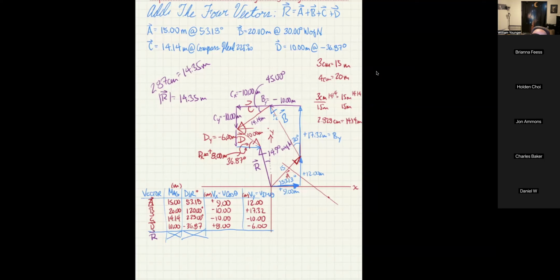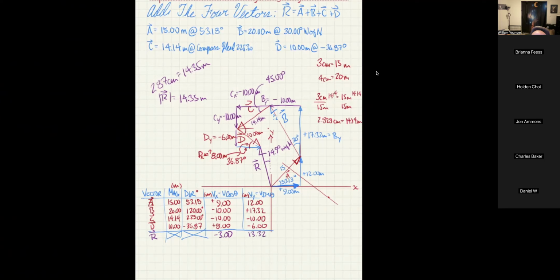And I'm going to say 9 plus 8. Well, 9 minus 10 would be negative 1. Minus 10 again would be negative 11. And then plus 8 would be negative 3. Actually, it should have been minus 3, right? 9 minus 10. Yeah, it definitely should be minus 3. Okay. The y component, however, 12 plus 17.32 would be 29.32. Minus 10 would be 19.32. Minus 6 would be 13.32.